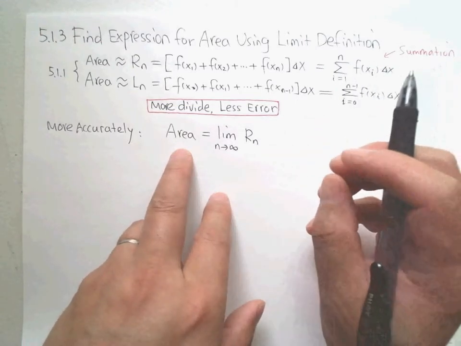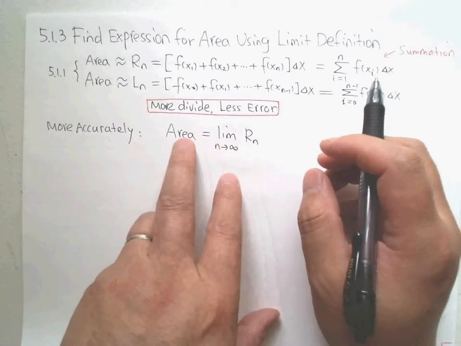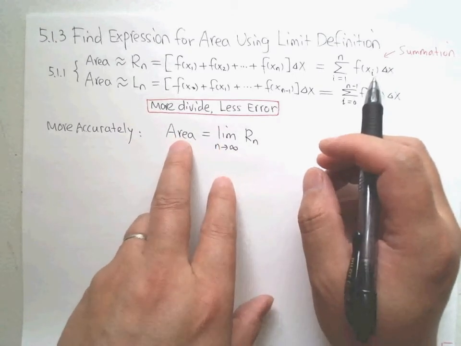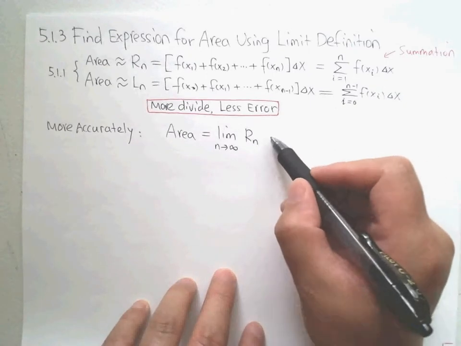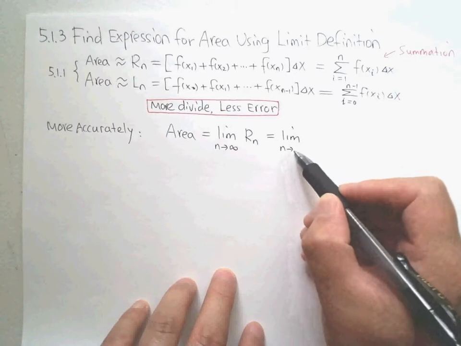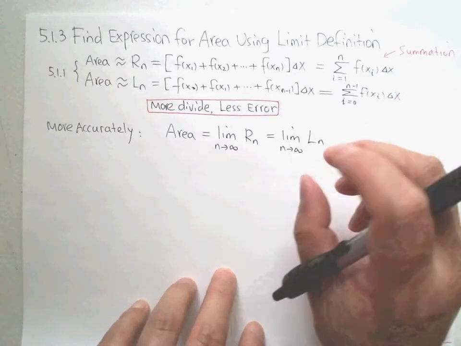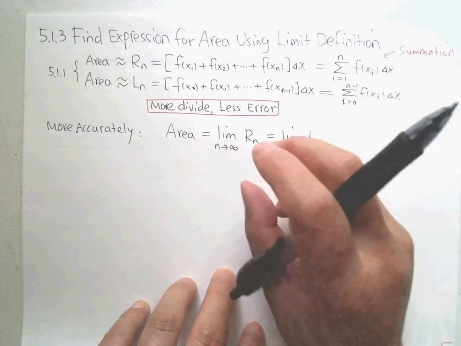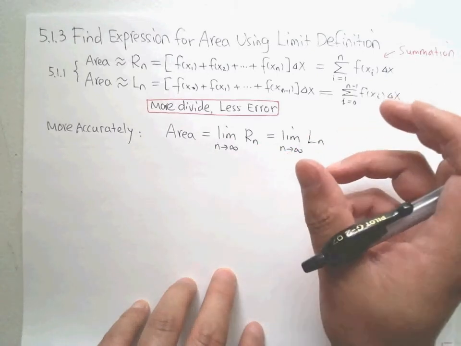And this is a sequence. If we can find the limit of the sequence, the area can be defined by the limit. And the same, this also equals the limit of L_n. No matter whether you use the left endpoint or the right endpoint, if you take limits, they will go to the same area.